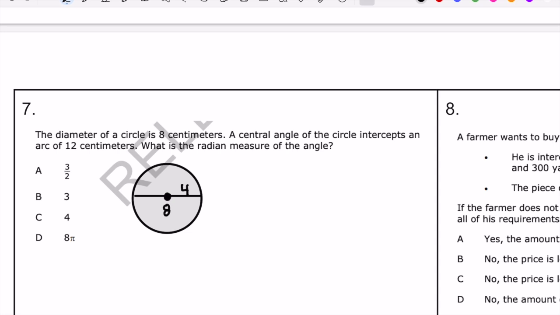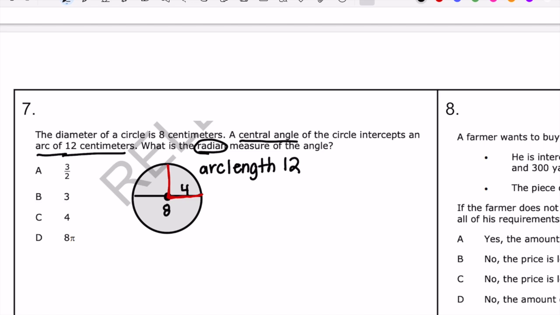Now, I also have a central angle. So remember, a central angle is an angle that forms, so let me highlight that in red, with the center. It's going to form with that center, and it says that the angle of the circle intercepts the arc of 12 centimeters. So we know that we have an arc length of 12. So they want to know what is the radian measure of the angle.